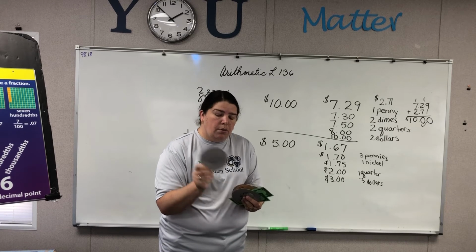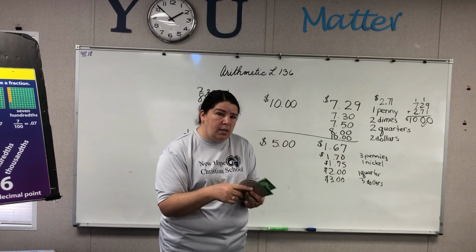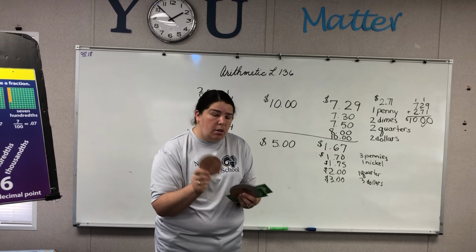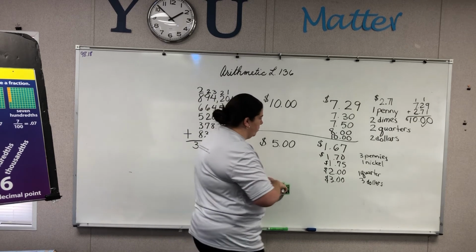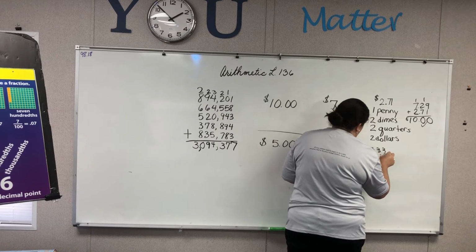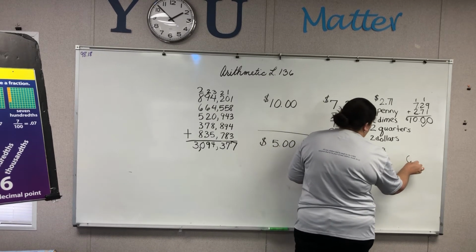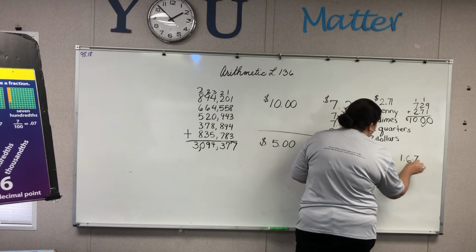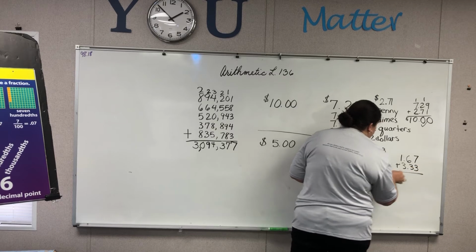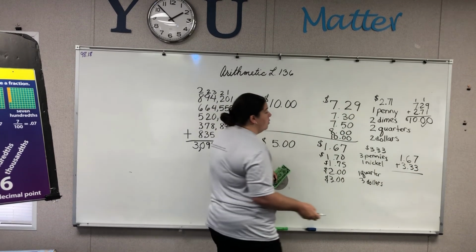$3.25, $3.30, $3.31, $3.32, $3.33. $3.33. Now, when we add them up, $1.67 plus $3.33, we should get what number? The $5, right? We add them up.